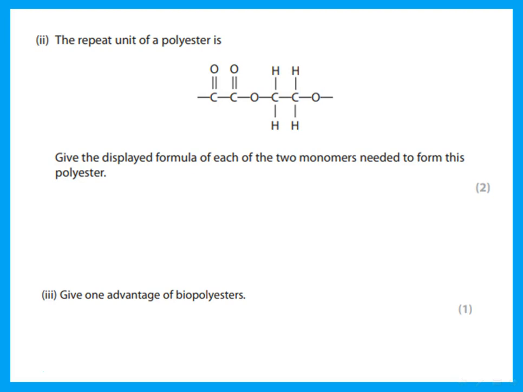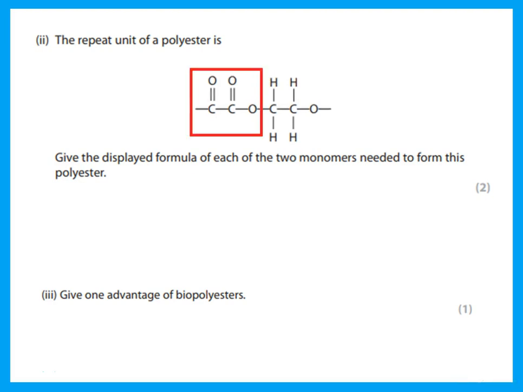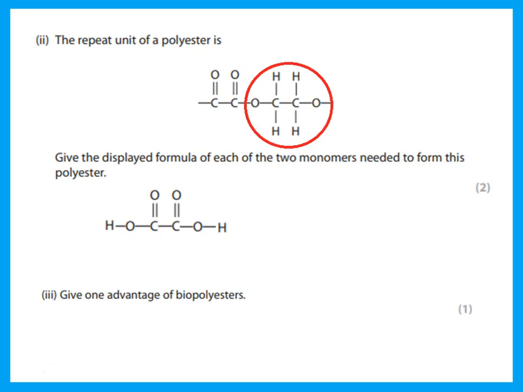Again, this polyester was made from a diacid and a dialcohol. Which part is the diacid? Remember the part that has C double bond O? That was the part that was acid. So an acid has C double bond OH from one end and C double bond OH from the other end. Now, the other part here was the dialcohol, or diol. So it was actually an OH on one end and OH on the other. So these are the two monomers that we started with to make the polymer that he draws on top.